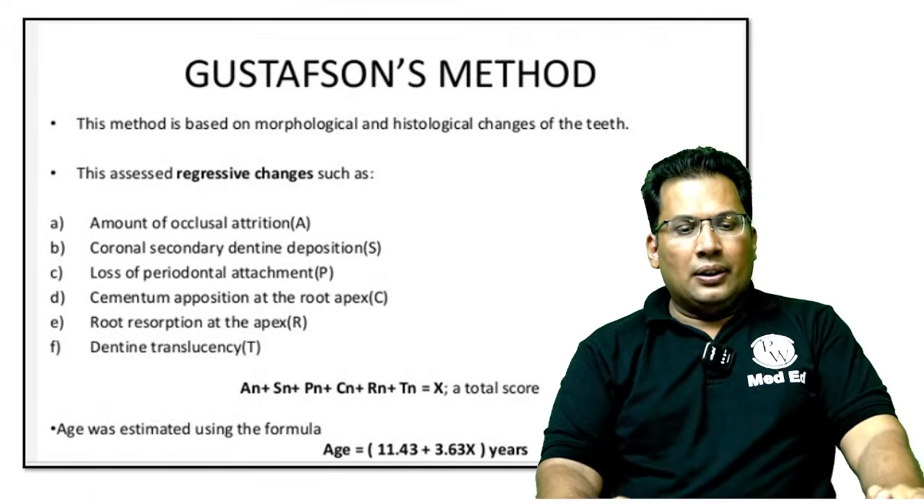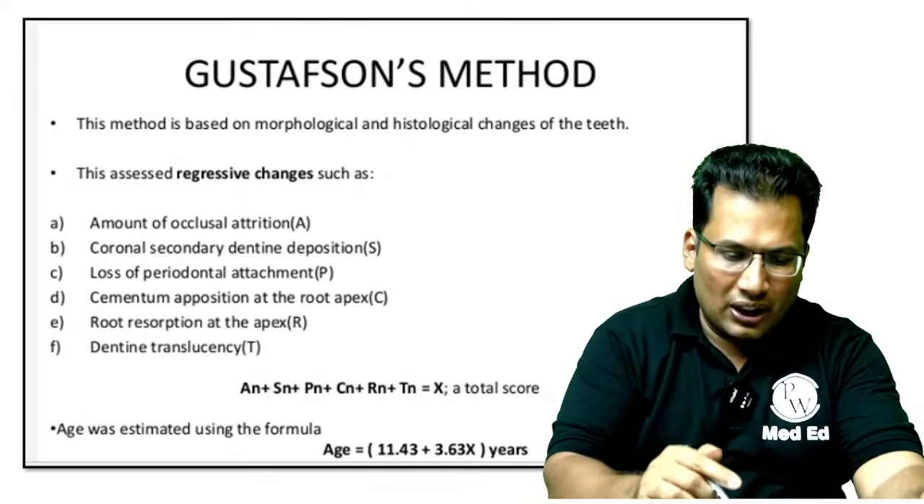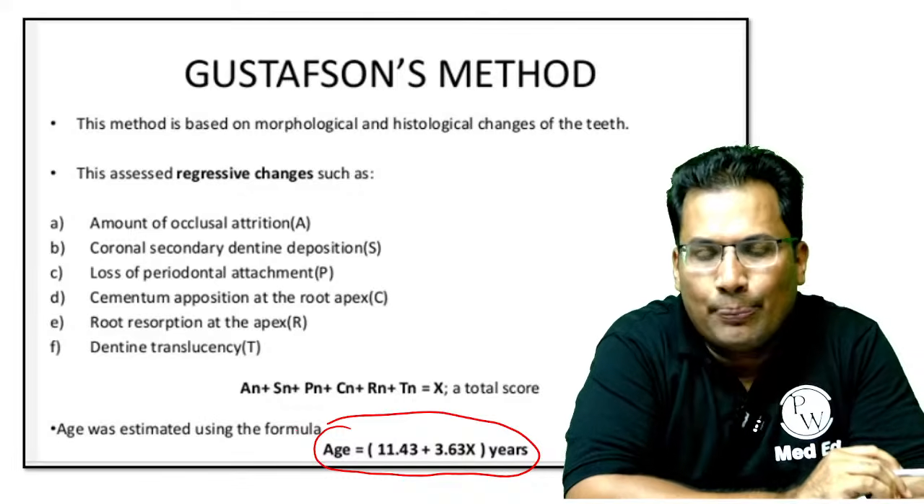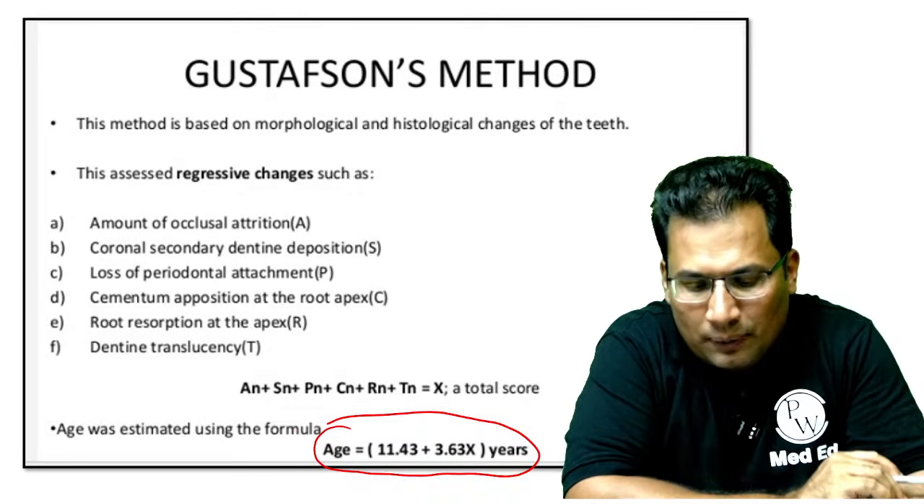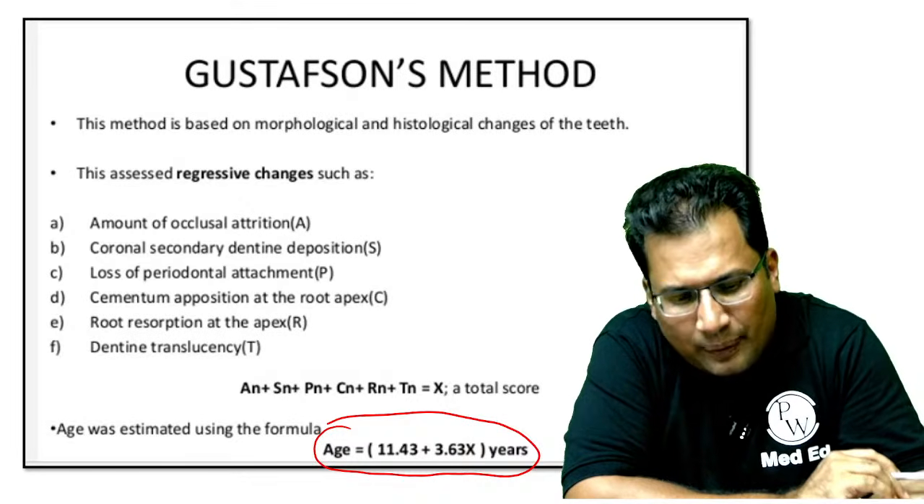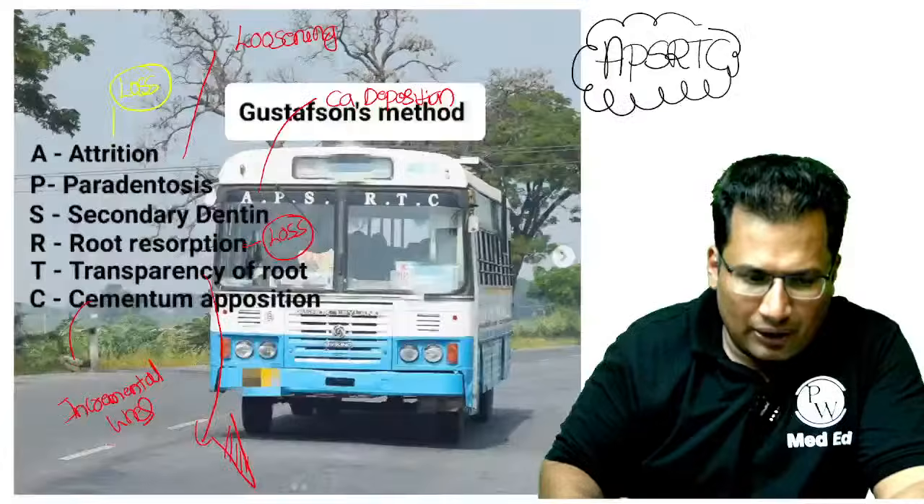I said already, you can estimate the age. The formula is age is equal to 11.43 plus 3.63 multiplied by the score, in years. So again plus or minus 5 years actually. So Gustafson method is very simple.